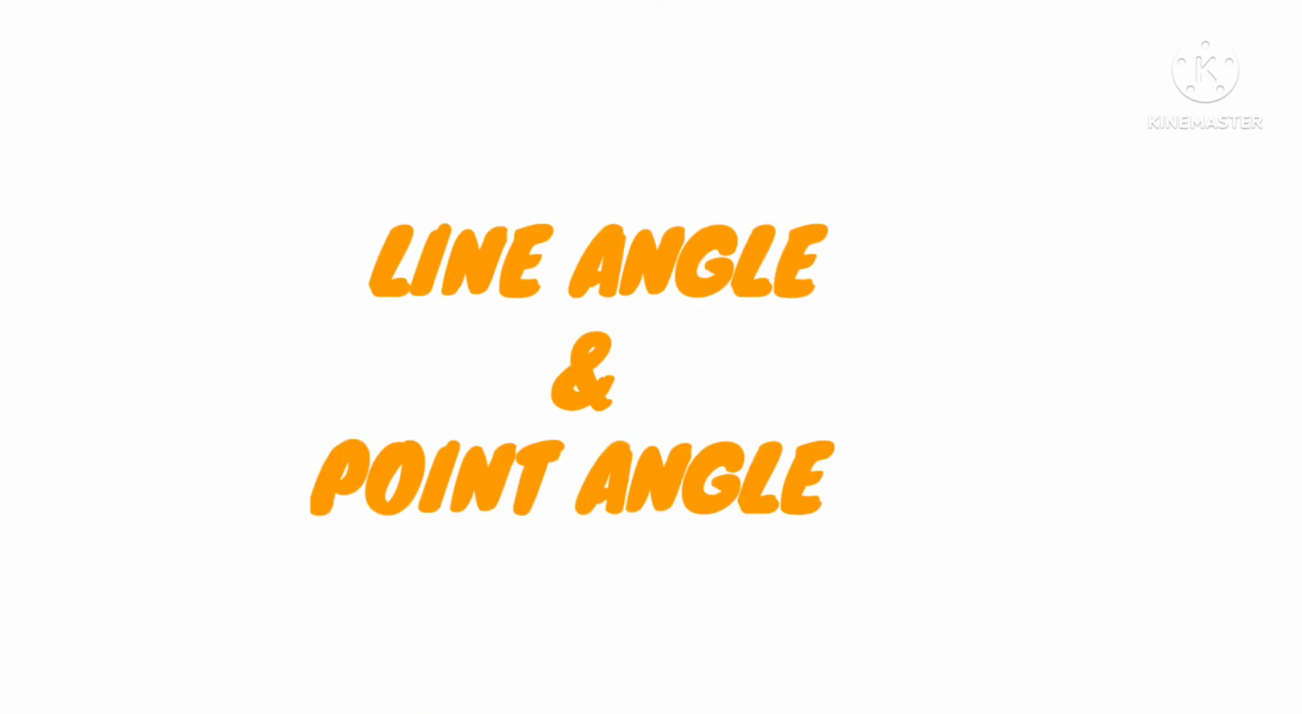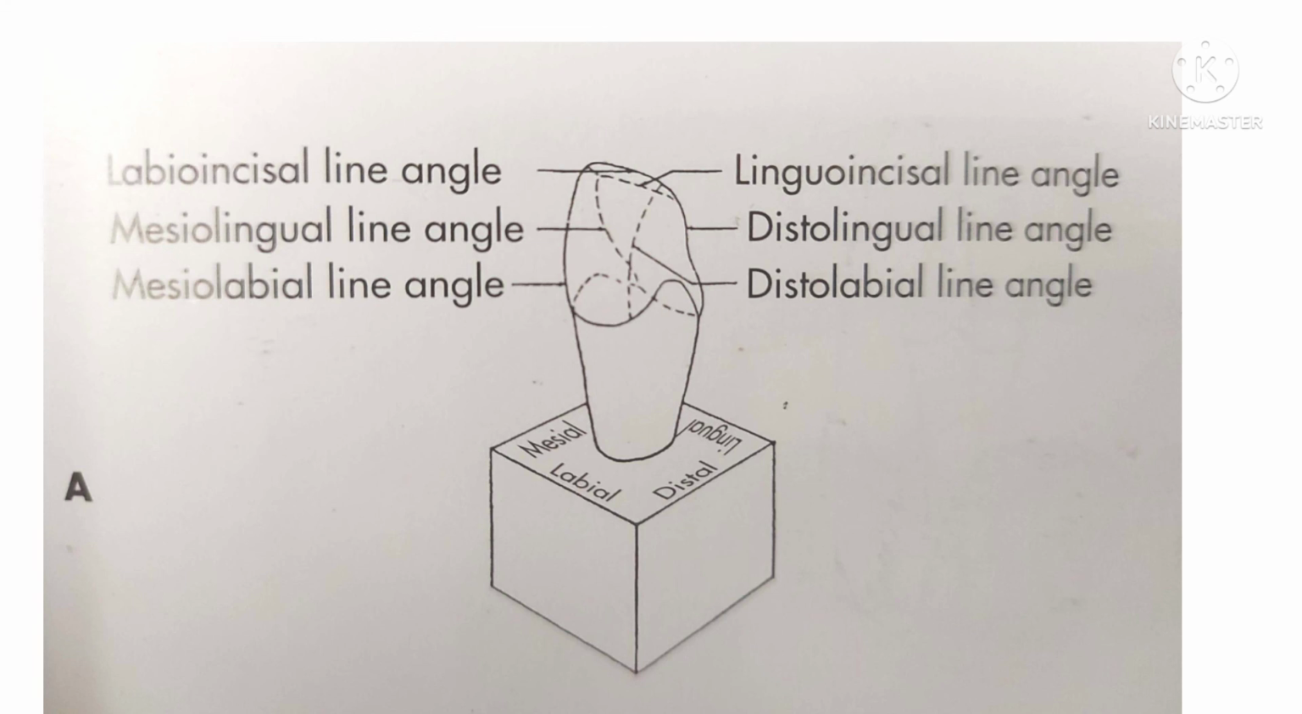And now we are going to see what is line angle and point angle. Line angle is formed by the junction of two surfaces and derives its name from the combination of the two surfaces that join. The line angles of anterior teeth are as follows: mesiolabial, distolabial, mesiolingual, distolingual, labio-incisal, and linguo-incisal. So the anterior teeth have 6 line angles.